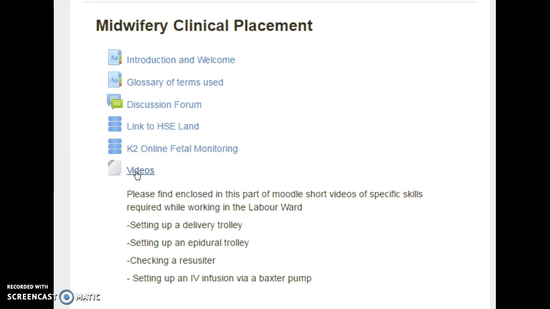Lastly will be the videos, and again I have done some videos specific to skills required while working on the labour ward. Firstly, this is setting up a delivery trolley. This will be available for the students throughout their clinical placement. Also setting up an epidural trolley, checking resuscitator, and setting up an IV infusion via Baxter pump.